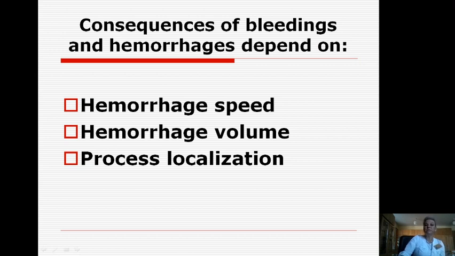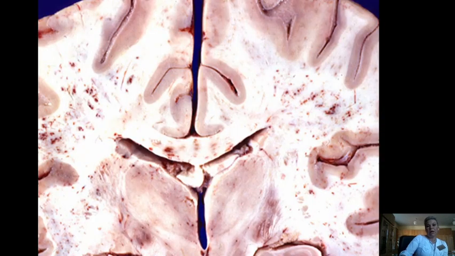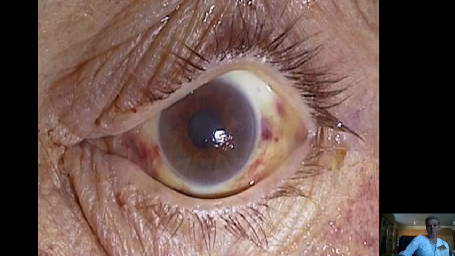Which consequences of bleedings and hemorrhages depend on? Hemorrhage speed, hemorrhage volume, and localization of process. In this photo, you can see diapedetic hemorrhages in the brain. Small hemorrhages for brain are very aggressive and very important. Small petechia in the mucous membrane.